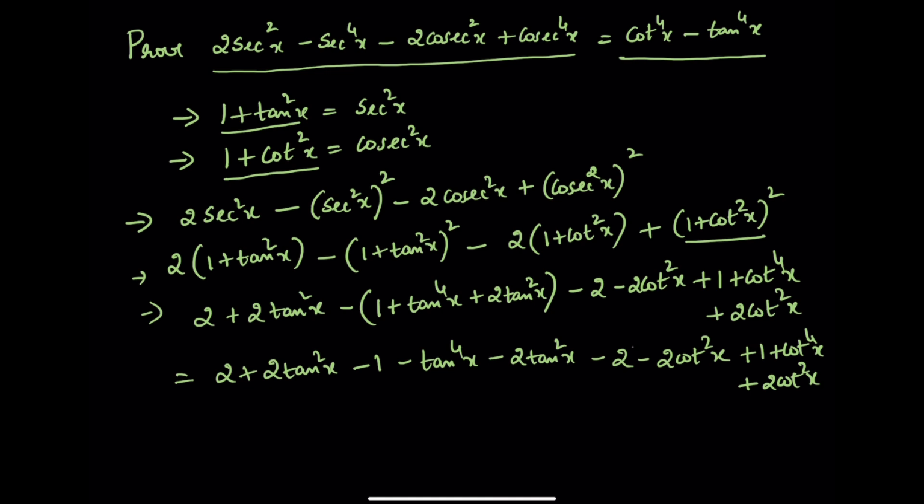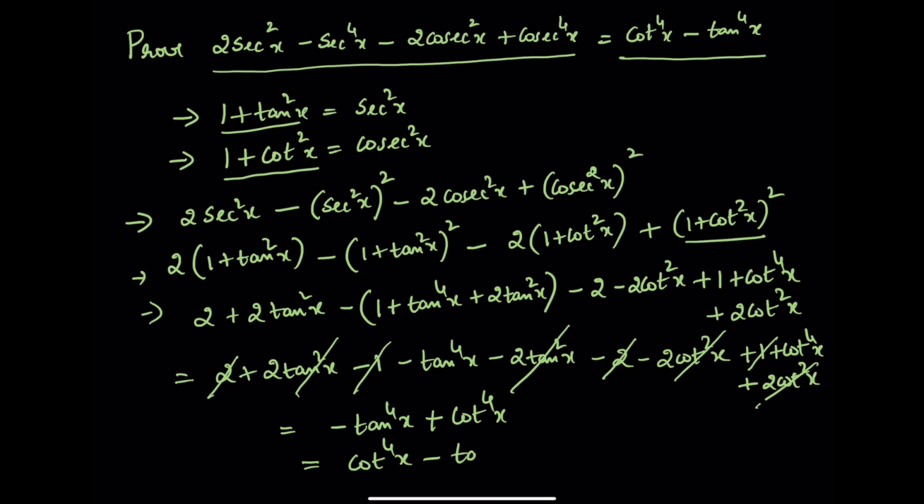Now 2 and 2 get cancelled. Plus 2 tan square x minus 2 tan square x gets cancelled. Negative 1 and positive 1 get cancelled. And negative 2 cot square x and positive 2 cot square x get cancelled. So the remaining values are minus tan to the power of 4x plus cot to the power of 4x. So this can be rearranged as cot to the power of 4x minus tan to the power of 4x. So that is our right hand side which we wanted to achieve.